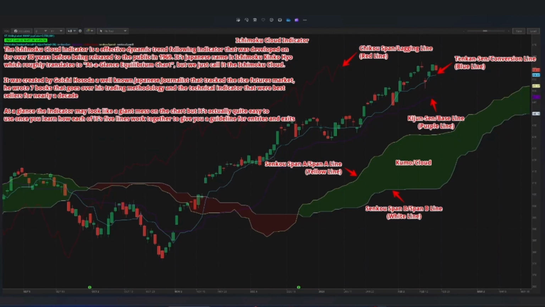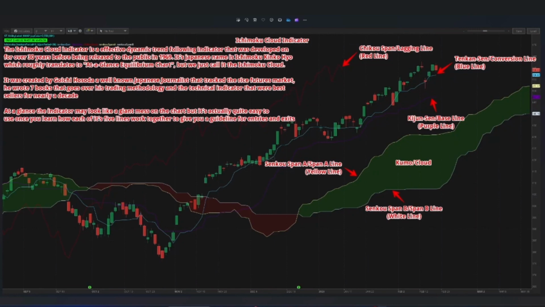Tenkan is going to be the Japanese name, obviously. Conversion line is going to be the English name. Kijun-sen is Japanese. Baseline is the English name. Chikou Span is the Japanese name, and lagging line is the English name. Senkou Span A is the Japanese name as well. Span A is the top line of this cloud. And then we've got the Senkou Span B, which we call the Span B line in English. It's going to be the yellow line here for Span A and the white line here for Span B. And then we've got this color fill-in of the cloud, which is called the Kumo, or the cloud itself. We'll get into detail on that in a little bit as well.